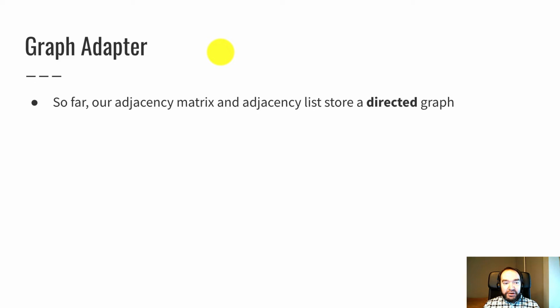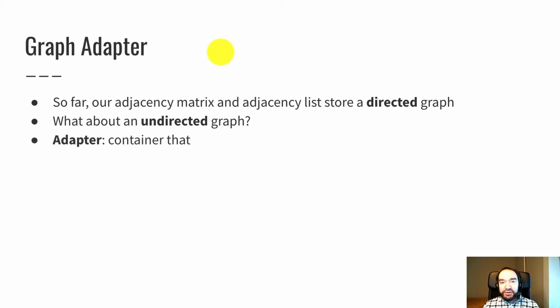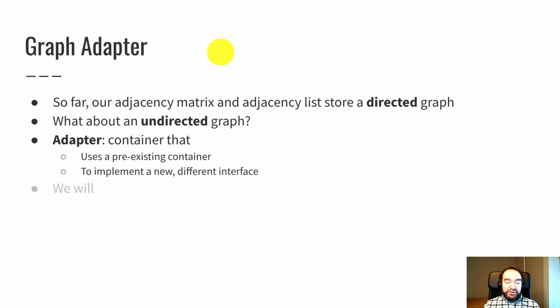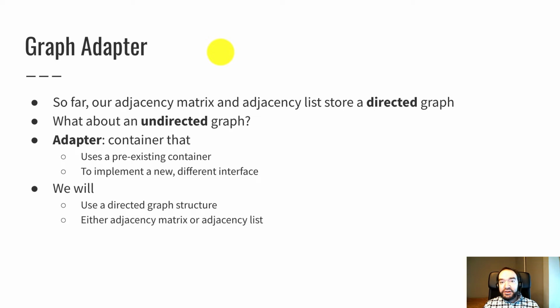So like I said, so far our adjacency matrix and adjacency list have stored directed graphs, but we also need a data structure for undirected graphs. We're going to use the adapter approach that we've used a few times already. An adapter is a container that uses a pre-existing container to implement a new different interface. So what we're doing in this video is using a directed graph data structure, and it could be the adjacency matrix or it could be the adjacency list. They both work, but we're using one of those to implement a new interface for an undirected graph.